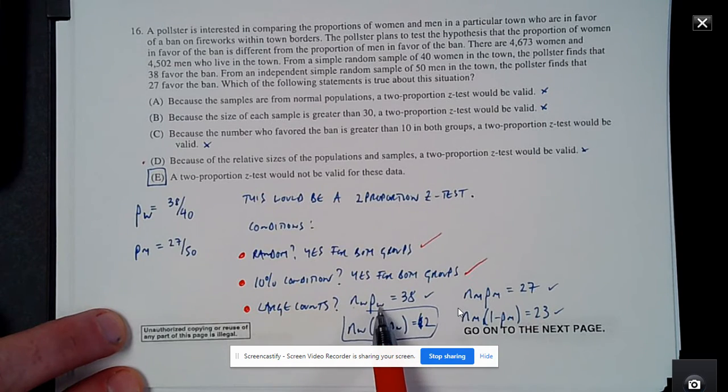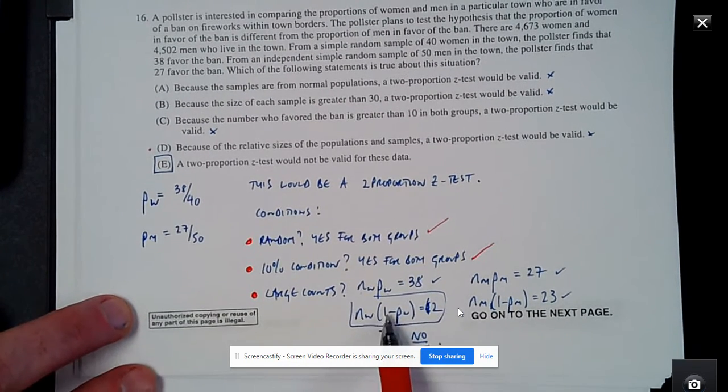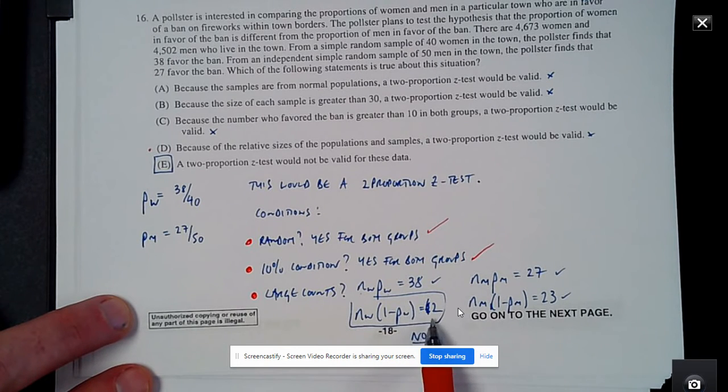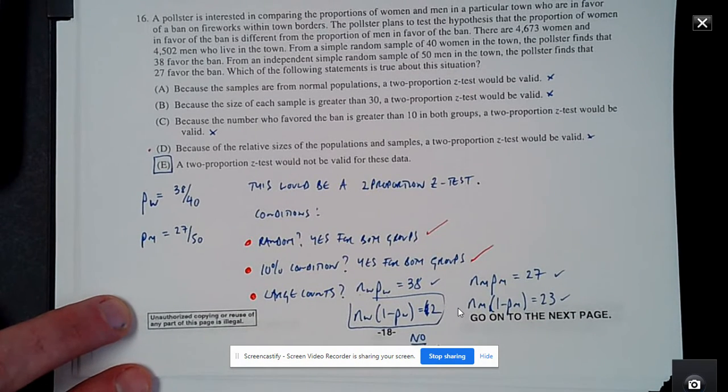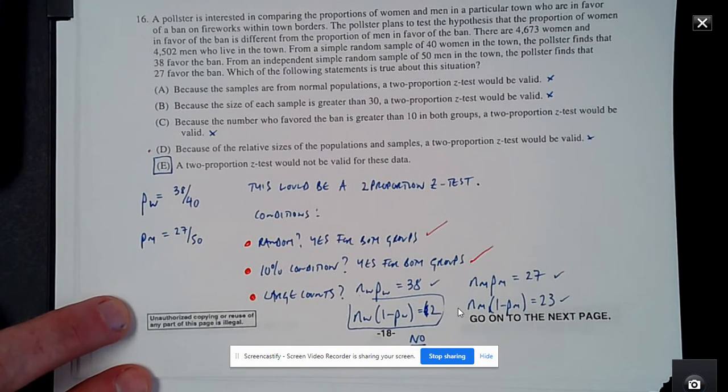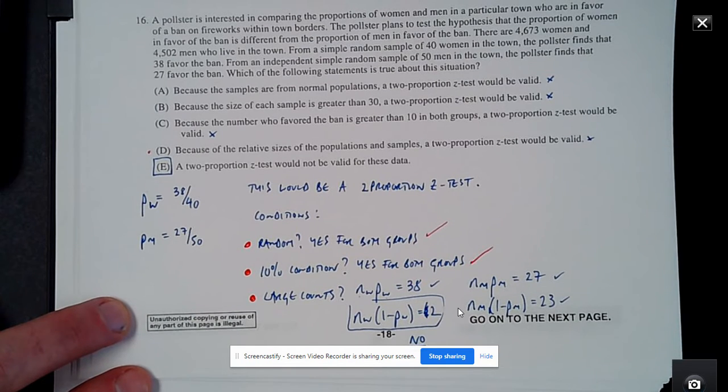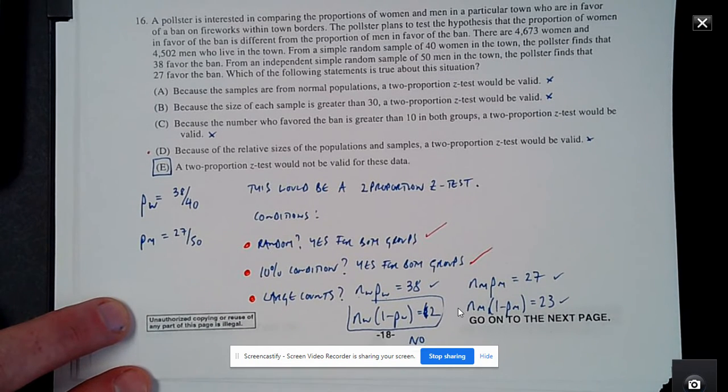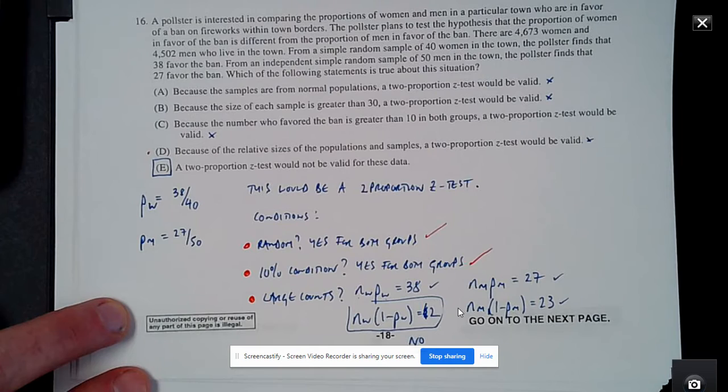The one that doesn't hold water is the large counts, because if you do the number of women multiplied by the proportion of women, you get 38. But if you do the number of women multiplied by 1 minus the proportion of women, you only get 2. And remember, each of these values has to be greater than 10. So therefore, you would not be able to use a two proportion Z test for this data, because the conditions have not been met.